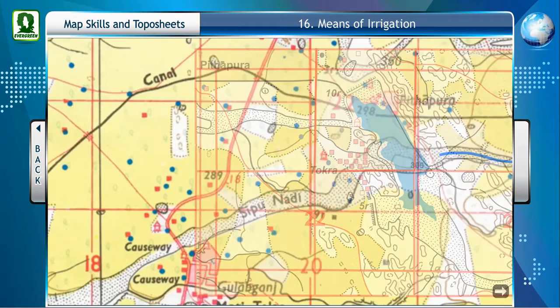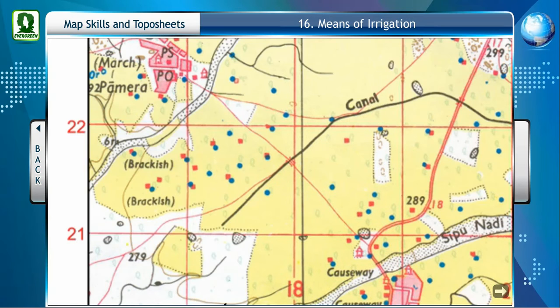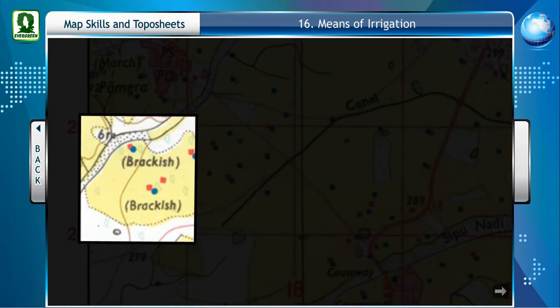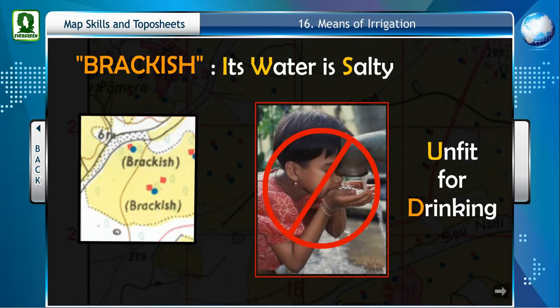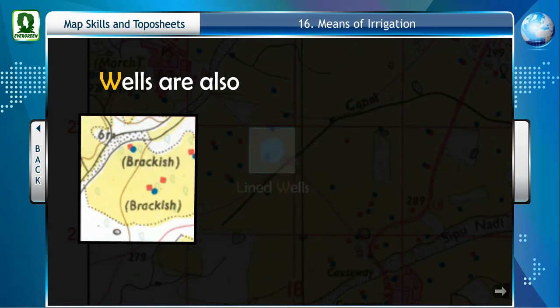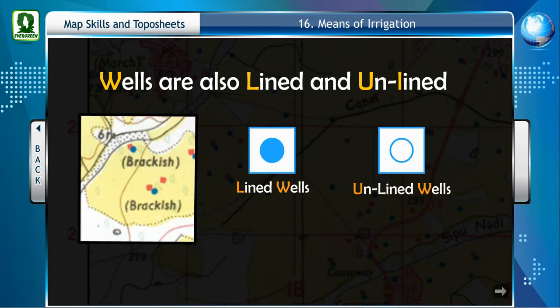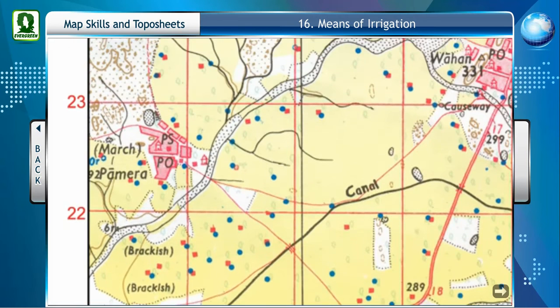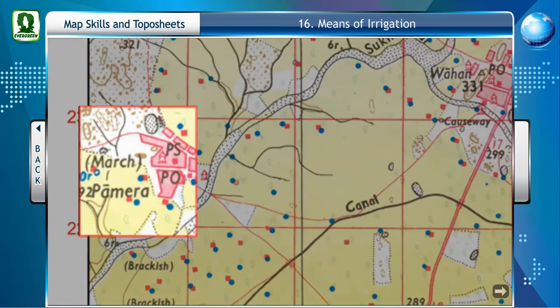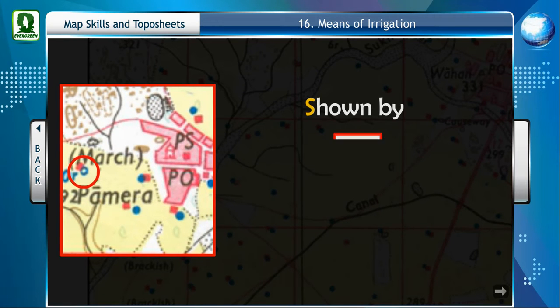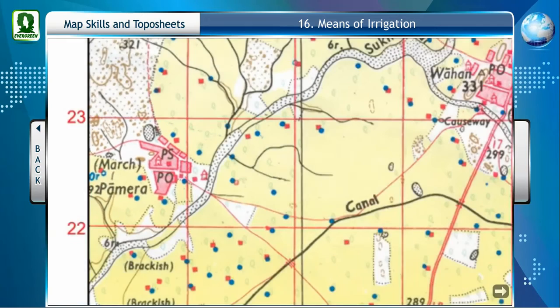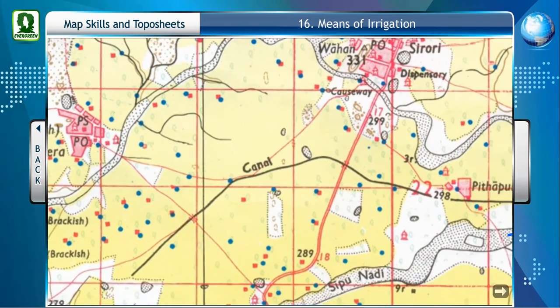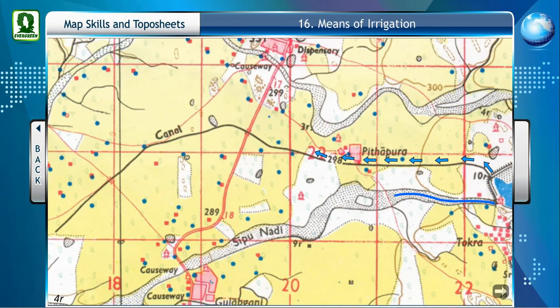There is another well at grid 1621, but it is brackish, which means its water is salty and unfit for drinking. Wells are also lined and unlined. Well at 1622 is an unlined well shown by conventional symbols. You can also observe the presence of a canal in the region which flows from east to west.